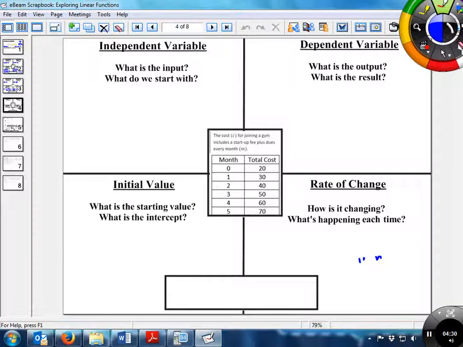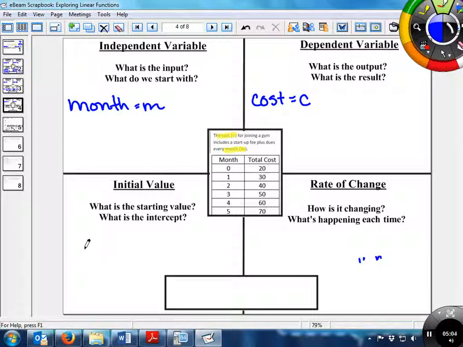Okay, in this last example, I have a word problem with a table with it. The cost C for joining a gym includes a startup fee plus dues every month. So what's being measured? The cost and the month. Well, I have to spend time at the gym or having a membership in order to pay money. So the month is my independent variable, making the cost of C my dependent variable.